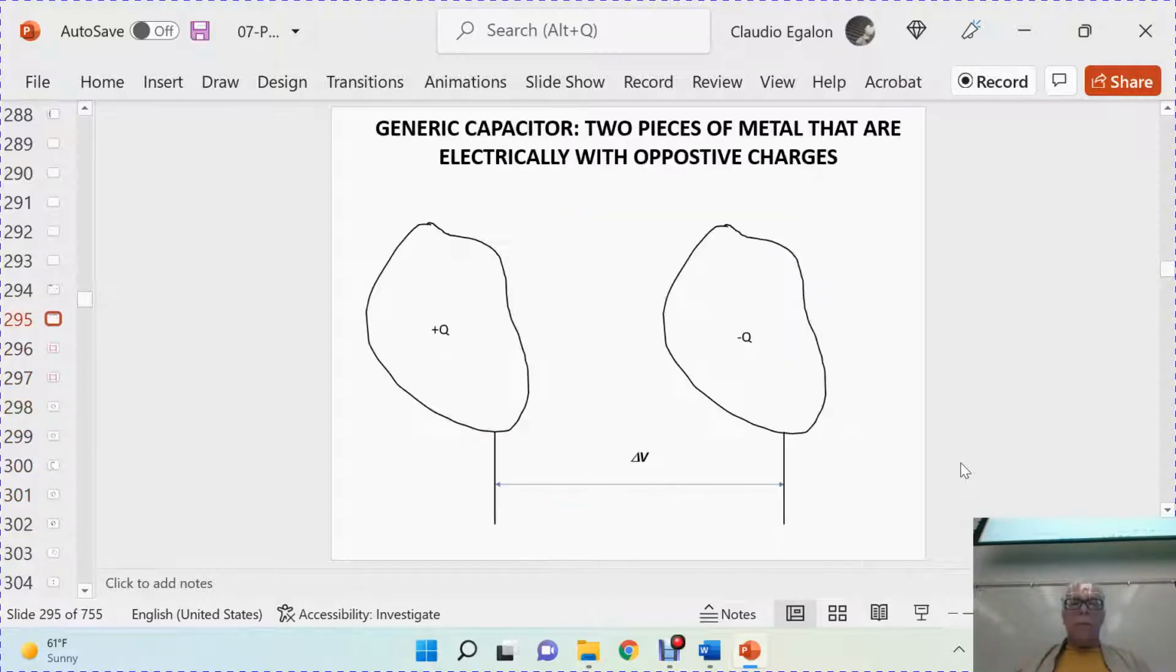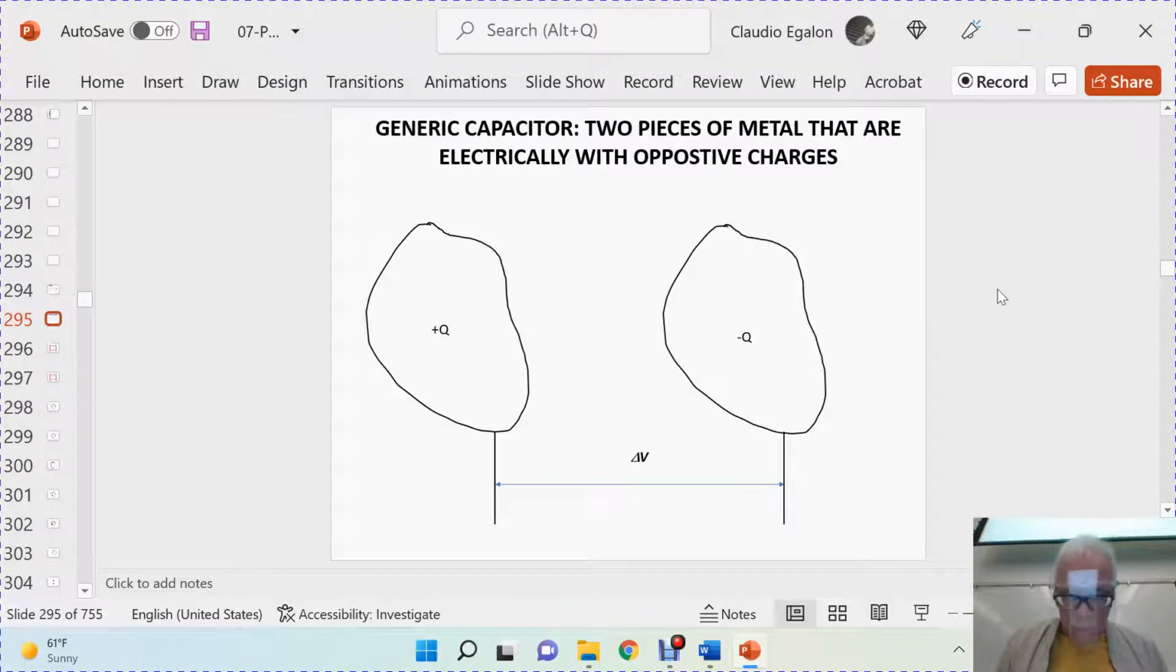So let's talk about that again. Here is one capacitor, the most generic capacitor. Any geometrical configuration, two pieces of metal charged. One with positive charge, the other with negative charge. They are separated and they are insulated from one another. They cannot be touching each other. The medium in between must be a dielectric medium. A dielectric medium does not conduct electric charges. However, if you put a conducting medium between those two metals, what's going to happen? The capacitor is going to become discharged. Okay?